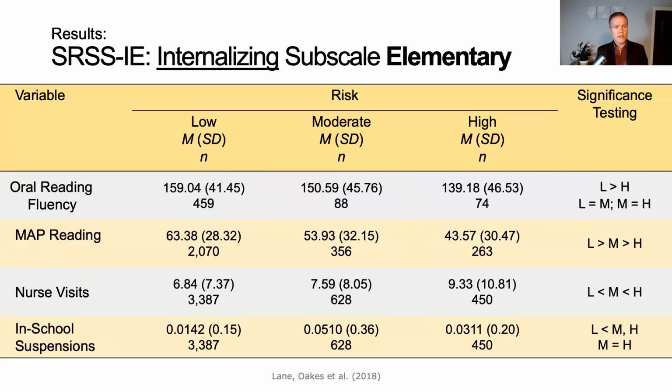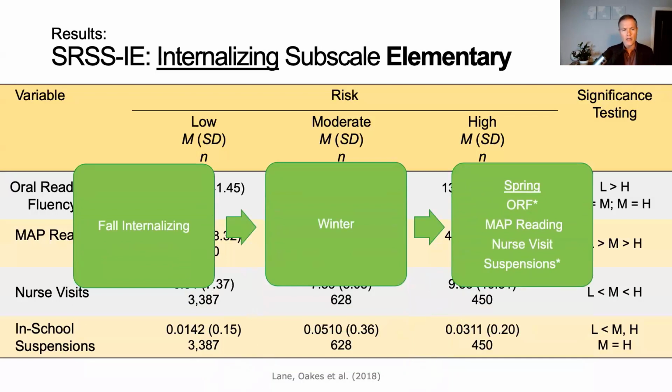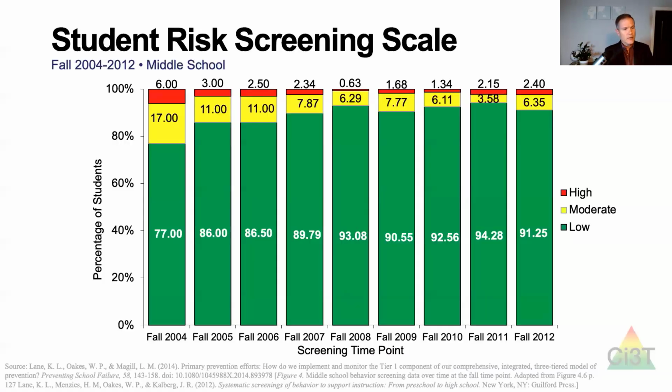And this is the internalizing version in the same study. A similar pattern exists here, with the caveat that for oral reading fluency and in-school suspensions, there was no significant difference between moderate and high risk. So any level of risk was predictive of that by the end of the year. Again, that little bit of data that we get from screening at the beginning of the year is extremely powerful in predicting who's going to have some challenges by the end of the year. So we can start to intervene and support them at the first sign of concern at the beginning of the year.